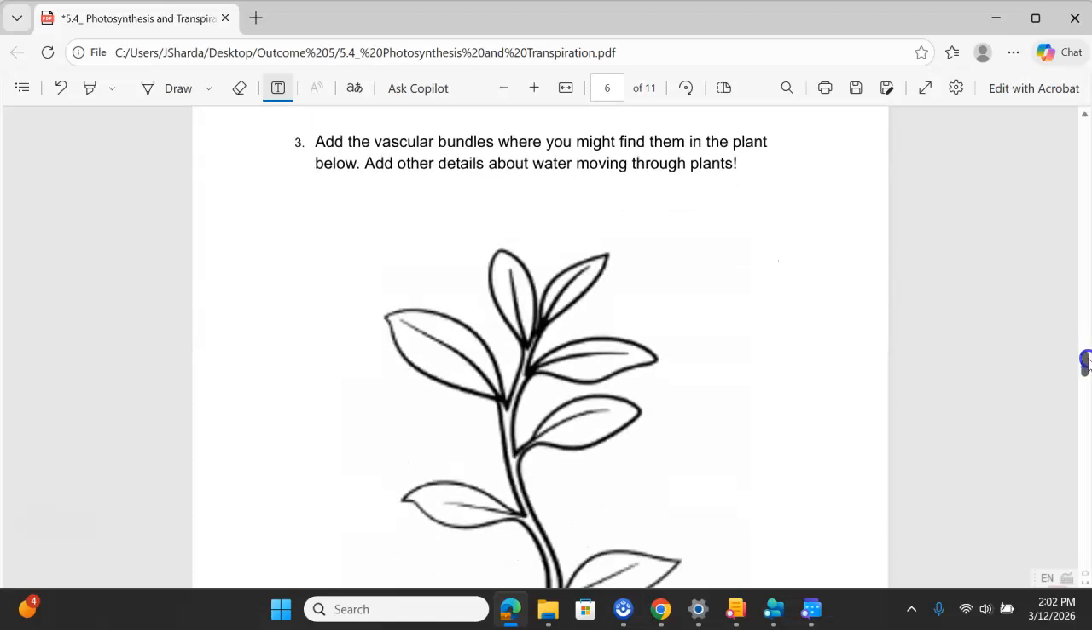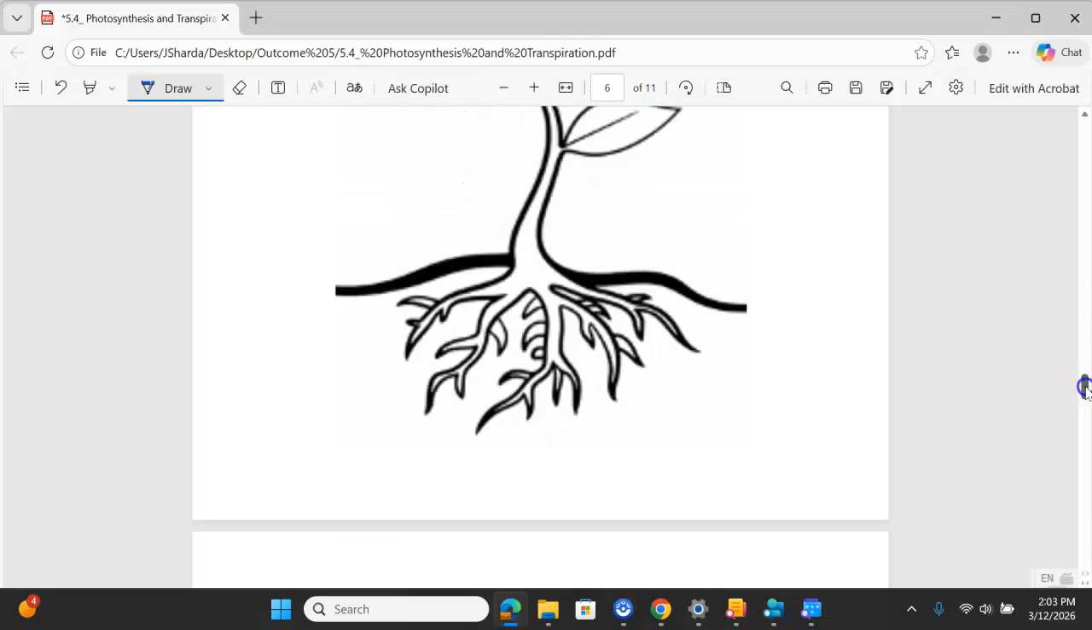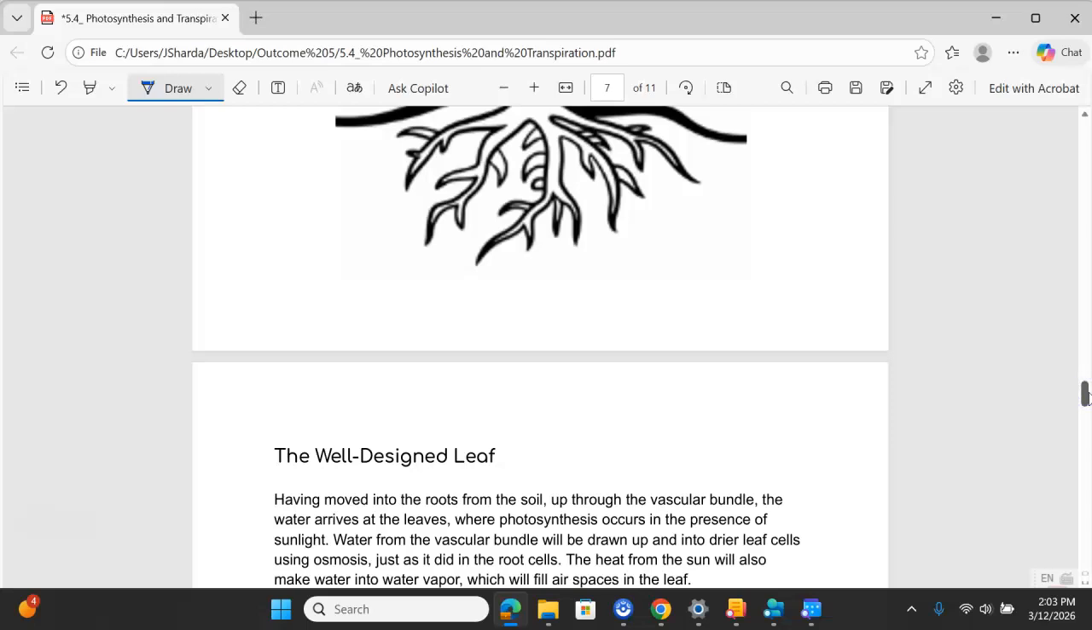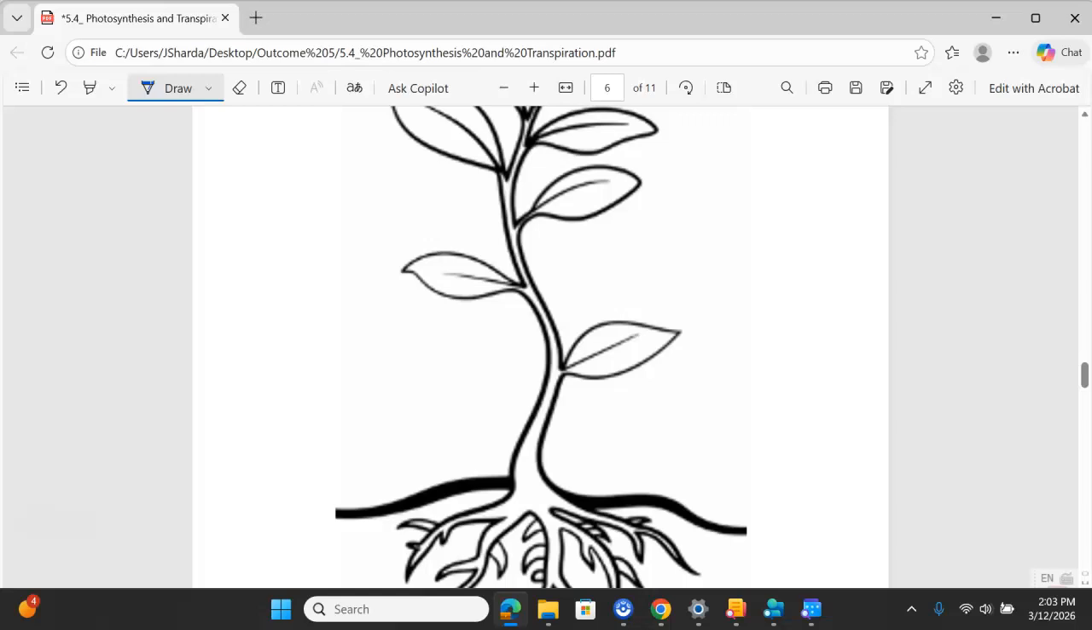So it says add the vascular bundles where you might find them in the plant below. So let's see if we can do this. This is always comical, I know. So let's start at the base. I don't know if I'll do all of it, but it goes all the way through here. Okay, it's going to come out here.